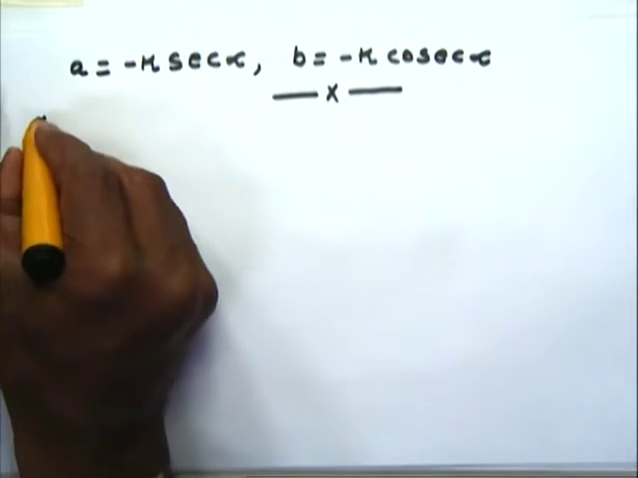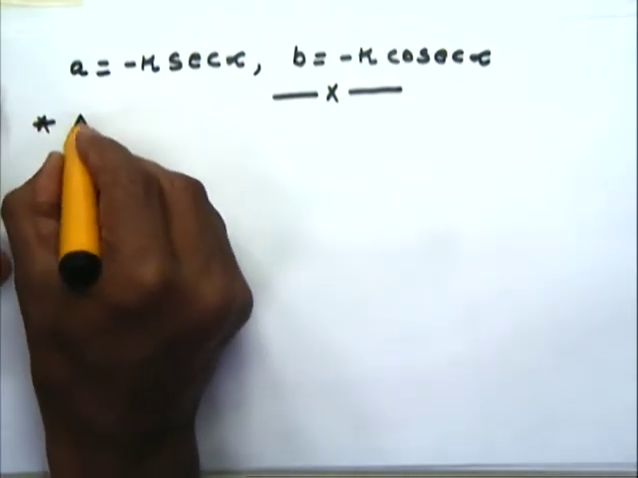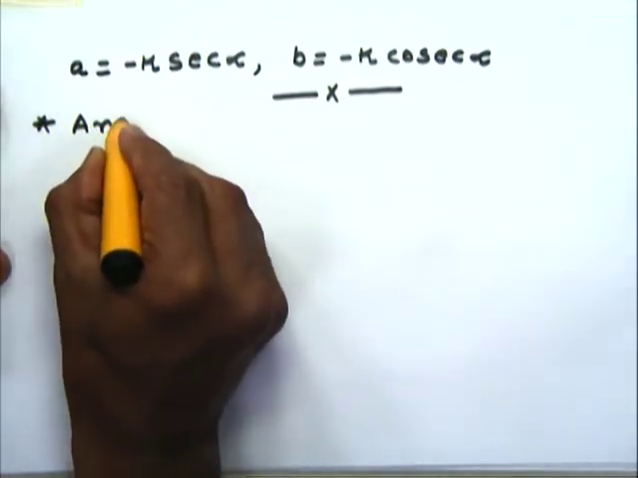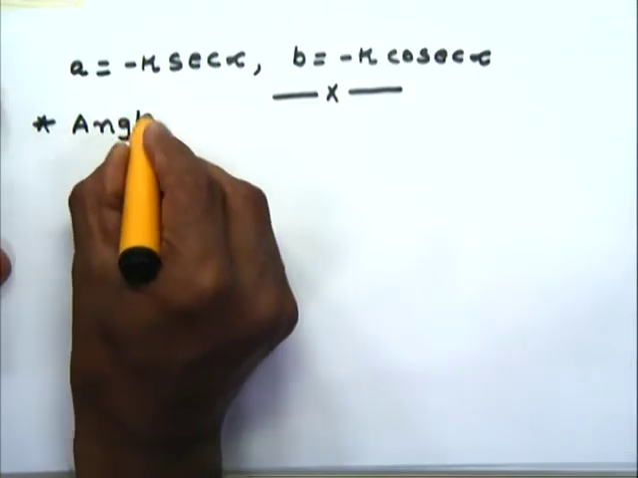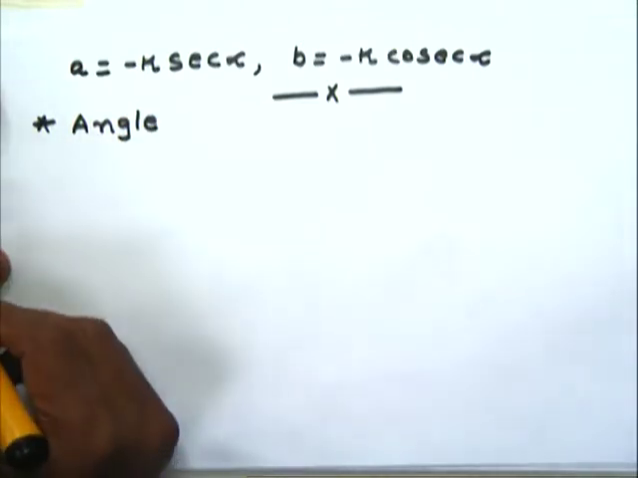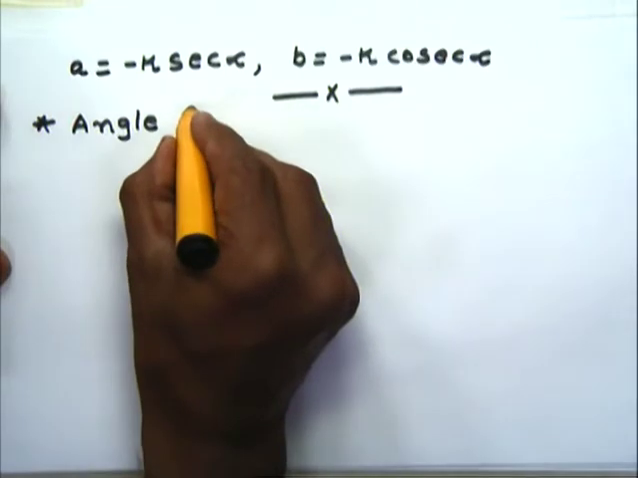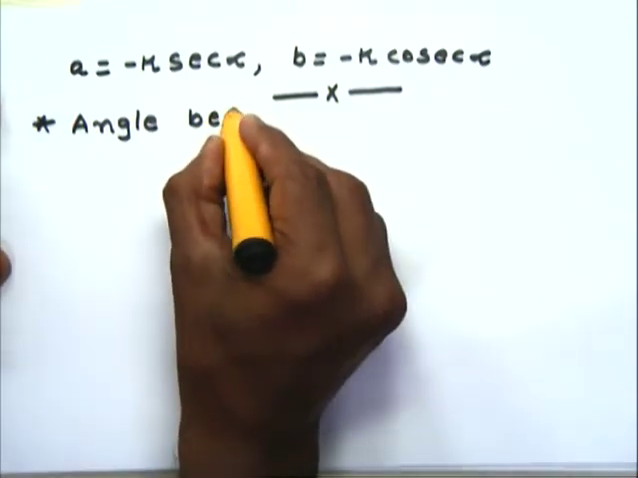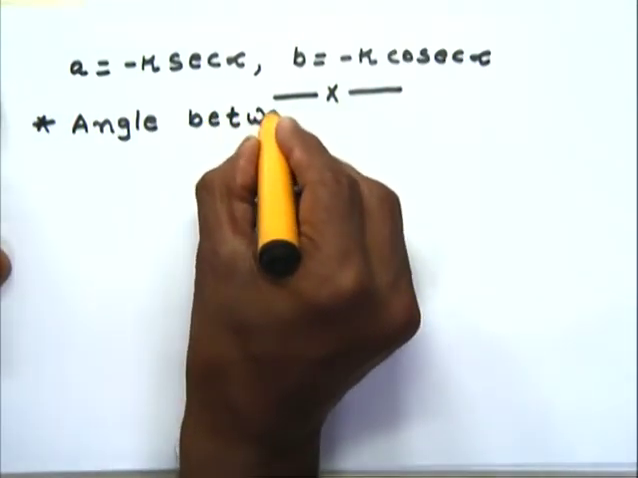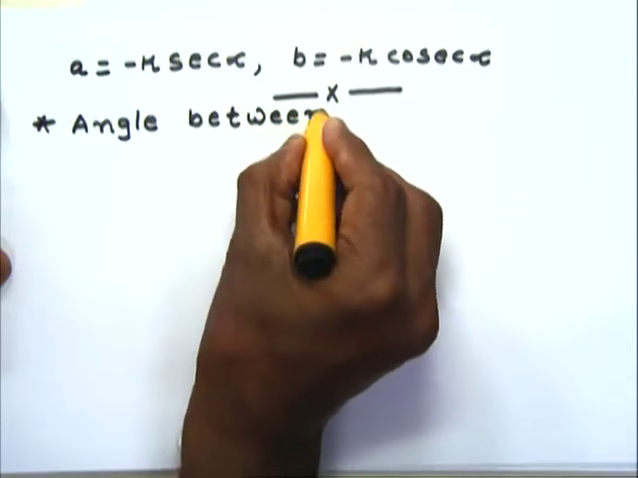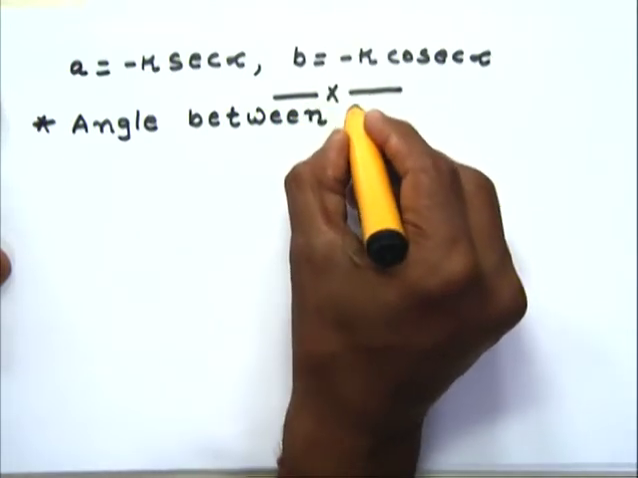Further, let us see two lines are intersecting. Two lines are intersecting. How to find the angle between the intersecting lines?